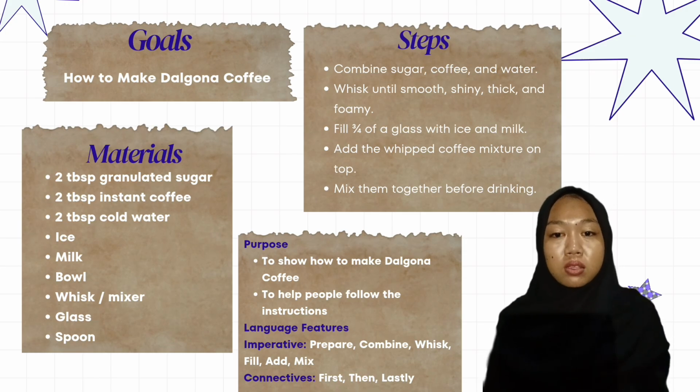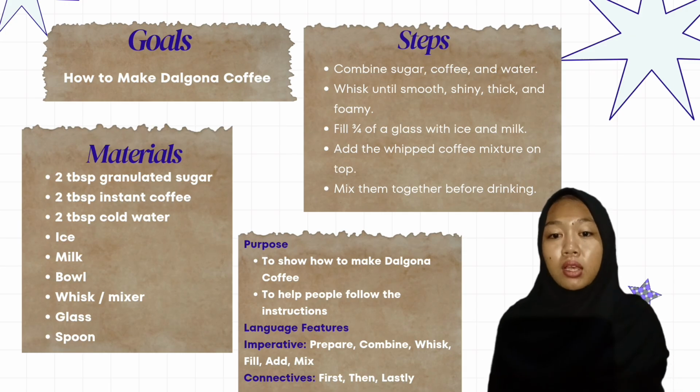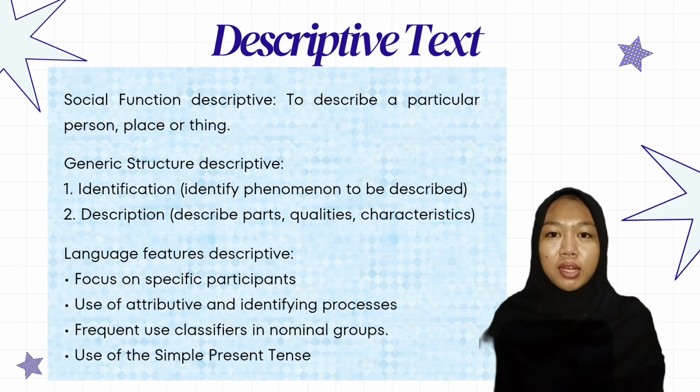The purpose of this text is to show how to make dalgona coffee and help people follow the instruction correctly. The language features used in this text are imperative verbs such as prepare, combine, whisk, fill, add, and mix. The text also uses connectives like first, then, and lastly. So, in my opinion, procedure text is very important because it helps readers understand instruction clearly and complete tasks more easily without confusion. Okay, next type is descriptive text.